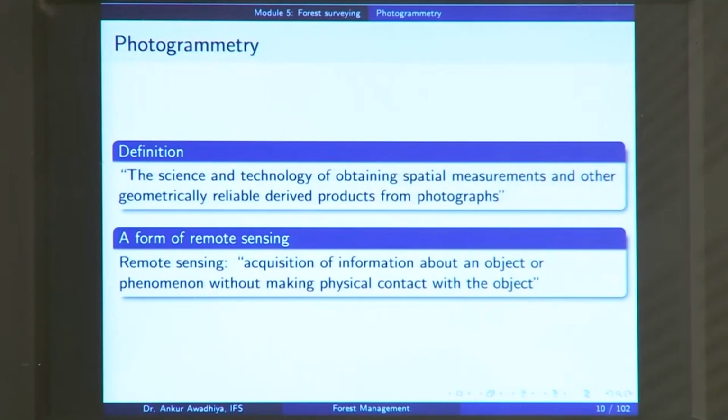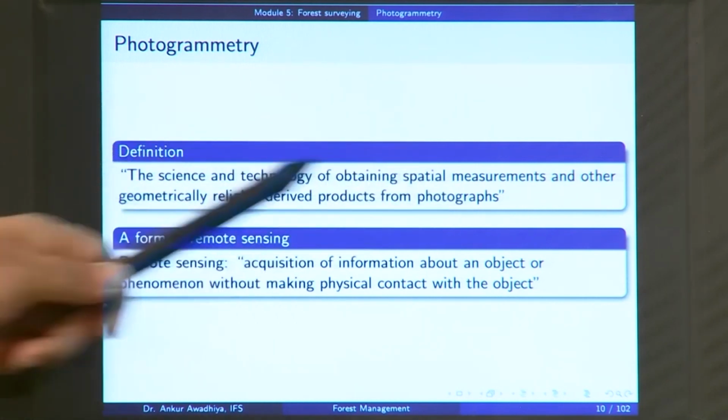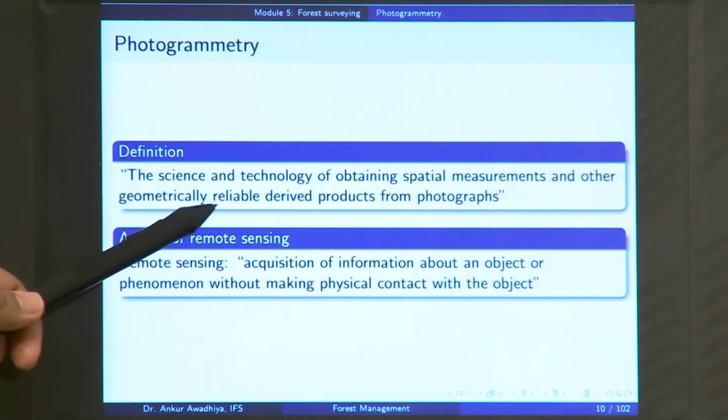Namaste. We move forward our discussion of the methods of forest surveying, and today we will have a look at the method of photogrammetry. Now, photogrammetry is defined as the science and technology of obtaining spatial measurements and other geometrically reliable derived products from photographs.